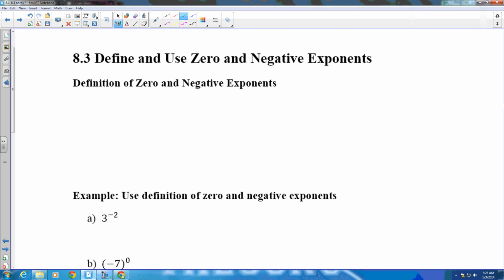All right, we're doing section 8.3 with two new properties, including the zero exponent and negative exponent. So let's start with the zero exponent property. If we have a base of a raised to the 0 power, it is 1.